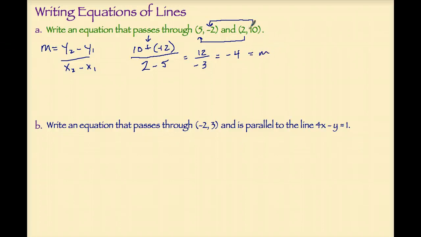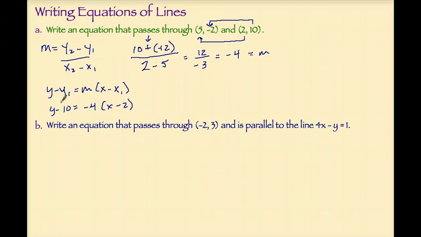Now you have a slope and 2 points, but we can use point-slope form, y minus y1 equals m times x minus x1. It doesn't matter which point you use to plug in here. Let's just use 2 comma 10. I'll have y minus 10 is equal to the slope, negative 4, times x minus 2.